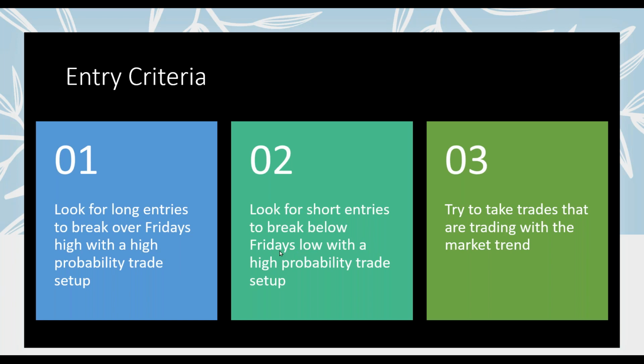the highest probability trade setup that I mentioned before: breaking out of a dynamic compression, Heikin-Ashi reversal, compass indicators all showing red or yellow in this particular case. And we try to take the trades that are trading with the market. So if the market is trading down tomorrow, we'd be focused on the shorts. If it's trading up, we'd be focused on the longs. So those are the entry criteria.